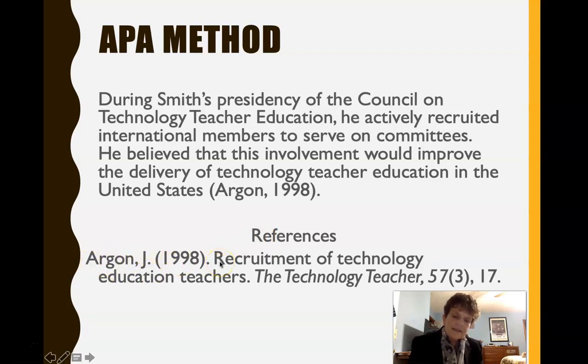I think the biggest thing that trips most people up, hopefully not y'all because y'all are in grad school now, but undergrads have a hard time with this part right here because it seems so contrary to what you've always learned, that you capitalize the first word in a title. So they want to capitalize recruitment, technology, education, teachers. But in APA, you only capitalize the first one unless it's a proper name or part of the subtitle.